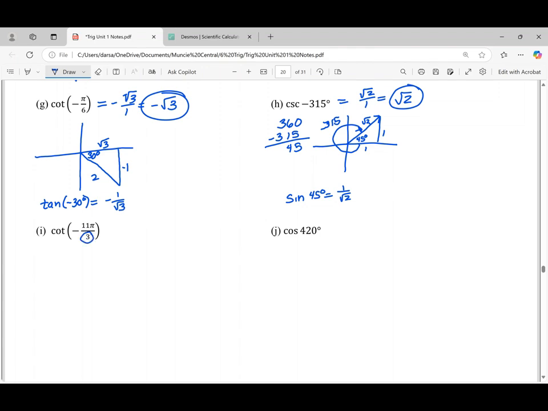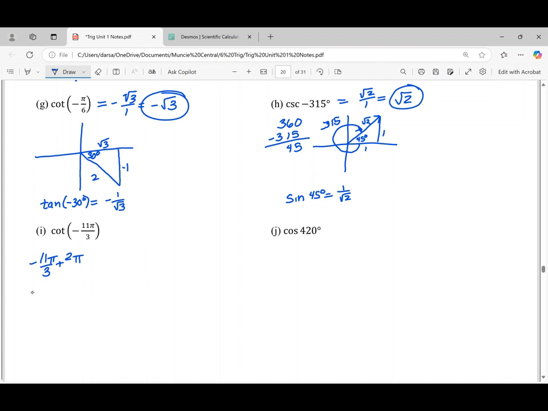Now, negative 11 pi over 3, that's bigger than 360 or bigger than 2 pi. Remember how I know that. What is 3 times 2? 6. 11 is bigger than 6. So what we're going to have to do is take negative 11 pi over 3 and add 2 pi to it in order to get us to an angle that is between 0 and 2 pi.